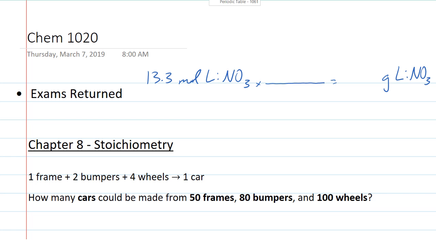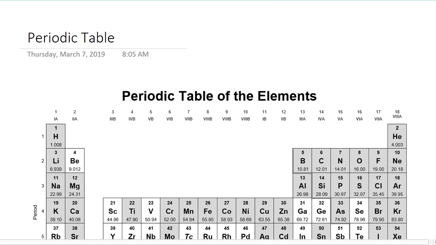If you don't have your periodic table out, we're going to be using it a whole lot today. Let's get it out. If anybody needs a copy of the periodic table, raise your hand. I have some more here. You never have too many. Yep. Anybody else? All right.